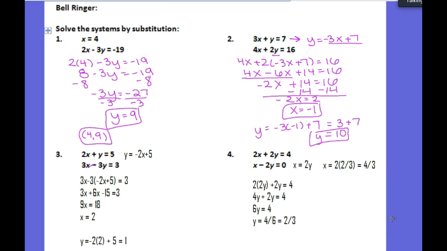So again, we should always get a value of x and y.